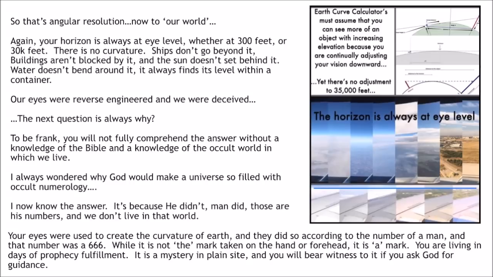Your eyes were used to create the curvature of Earth, and they did so according to the number of a man, and that number was 666. While it is not the mark taken on the hand or the forehead, it is a mark. You are living in days of prophecy fulfillment. It is a mystery in plain sight, and you will bear witness to it if you ask God for guidance.